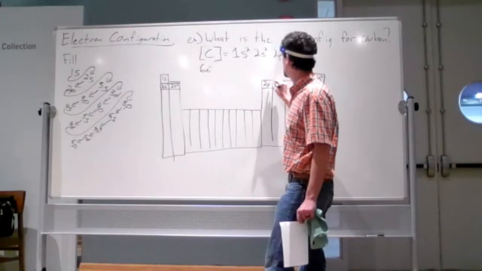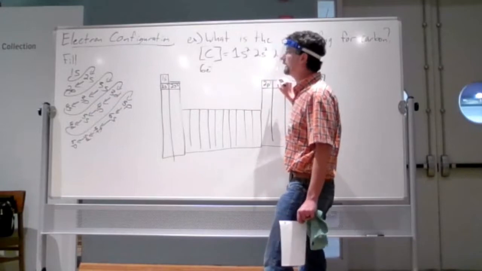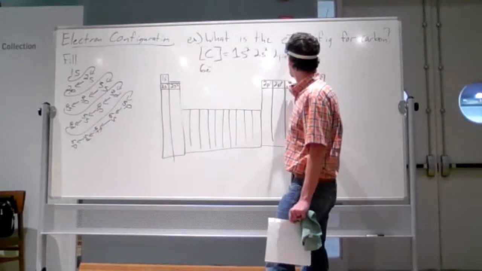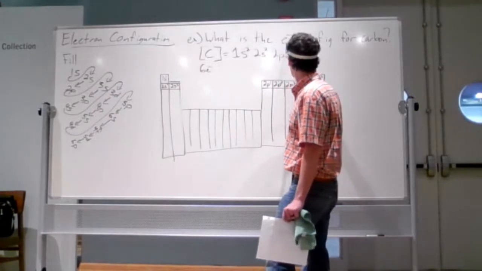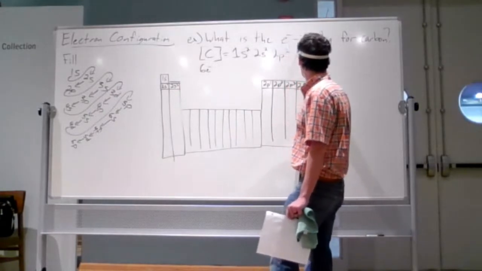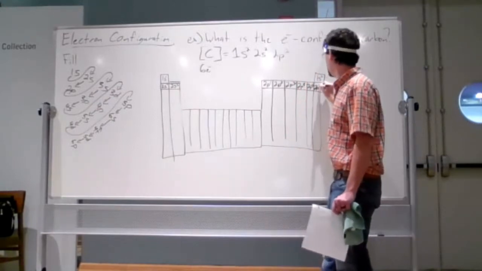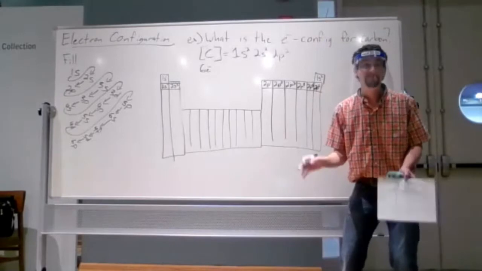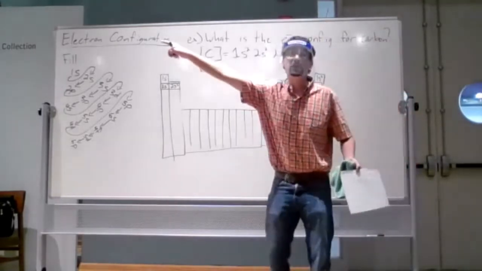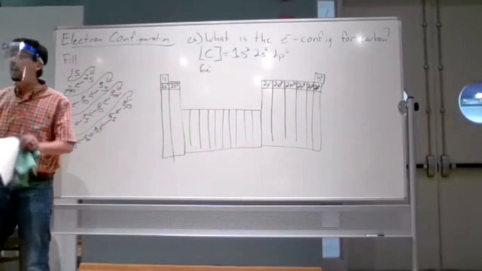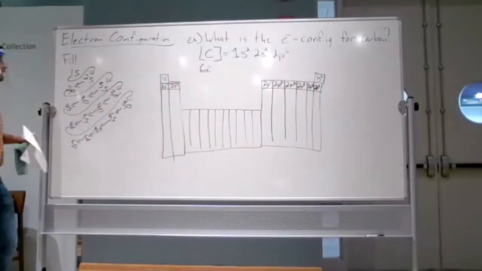2p, what's its occupation? 1. Okay, next is carbon. Yep, next. Yep. Yep. Last one. Okay, we can count, right? Good. You can know the electron configurations purely based off of the periodic table. All you have to be able to do is point and count.